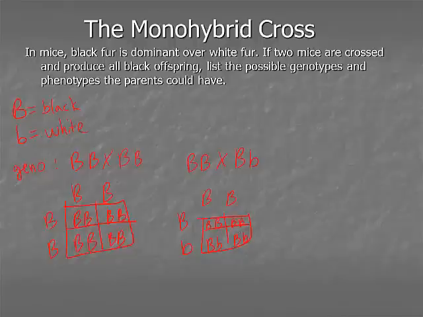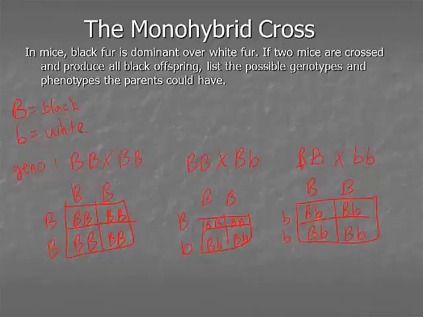And again, all of the offspring have black fur. That is a second possibility. A third possibility of the genotypes of the parents is homozygous dominant with a homozygous recessive. And again, all of the children have black fur.